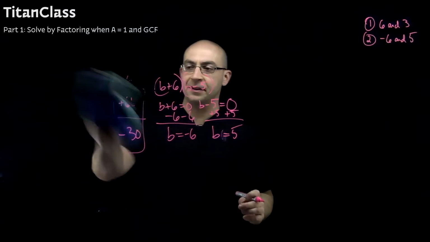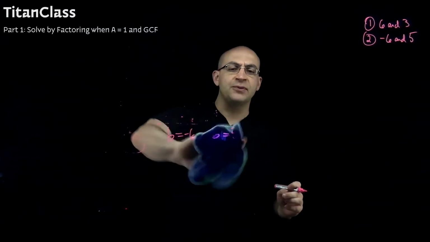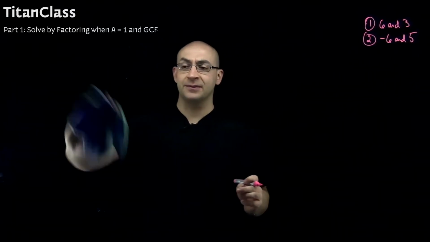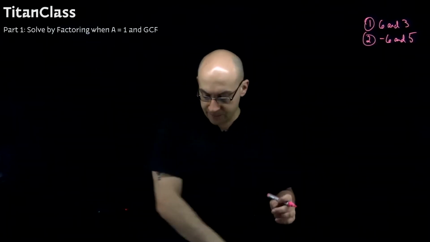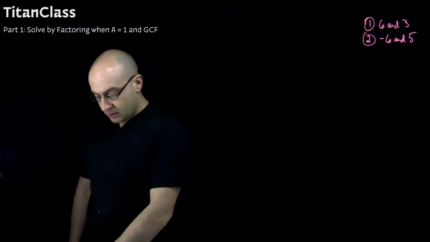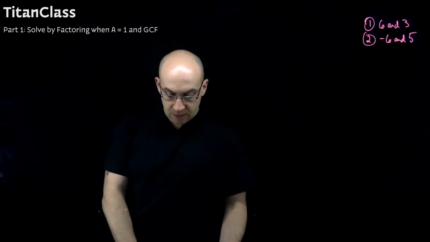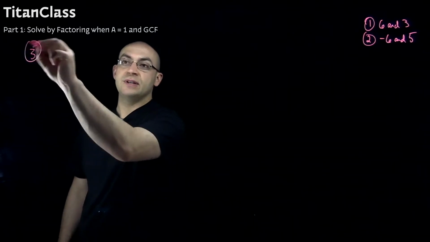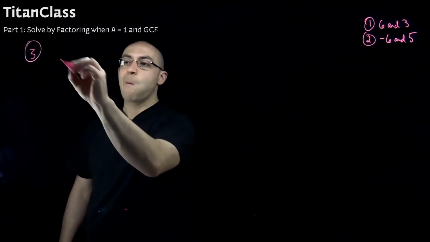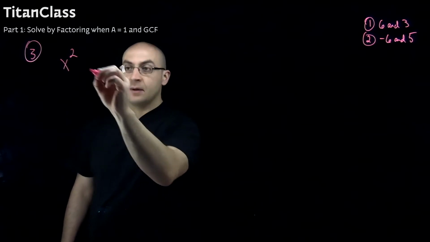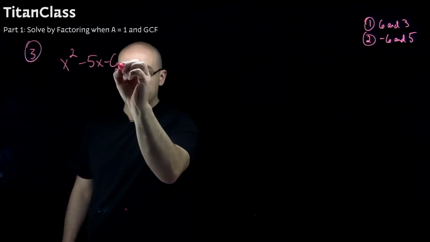Off to a good start, I think, right? You should be really familiar with these problems. We've been factoring for literally weeks. And factoring is good practice with quadratics because we're going to get into some pretty heavy-duty stuff as we get further in Algebra 2. X squared minus 5x minus 6 equals 0.